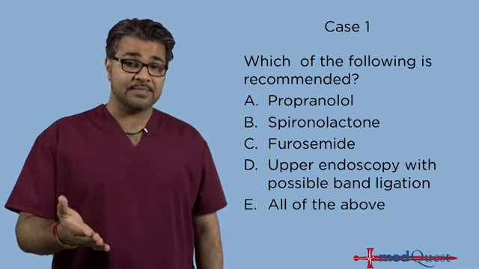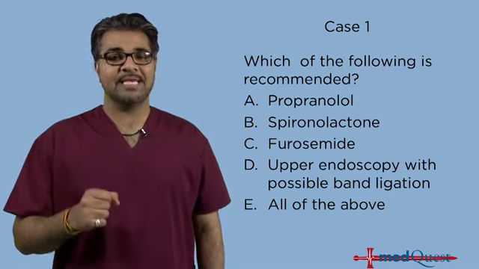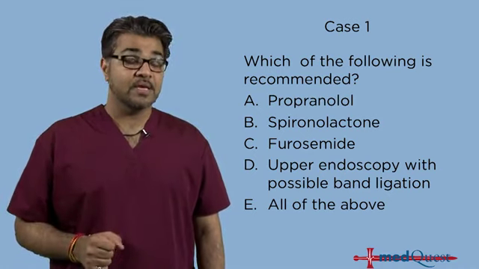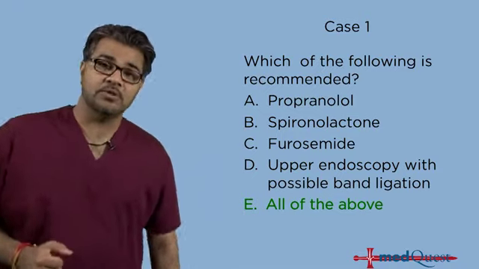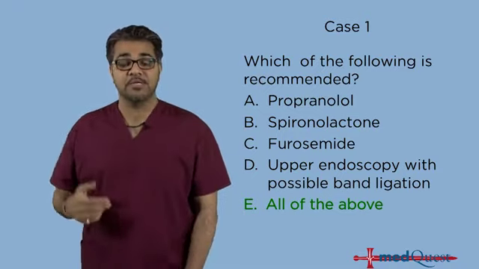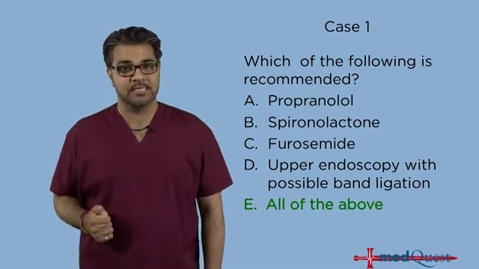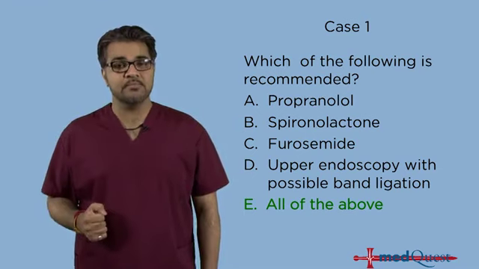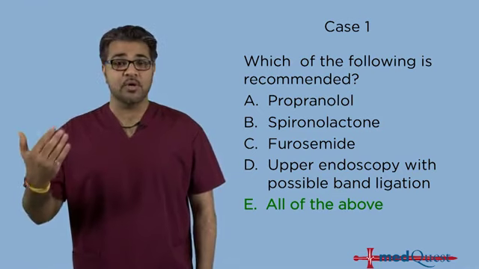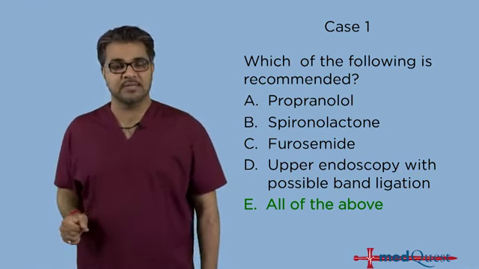Which of the following would you recommend to this patient? Propranolol, spironolactone, furosemide, band ligation, or all of the above? For those of you who are thinking, well, they all sound correct, it's because you're right. They all do. You have to be on a non-selective beta blocker to prophylax against future variceal bleeds. You also want to be on spironolactone and furosemide to help decrease the ascitic burden. And you must do upper endoscopy to go ahead and band ligate all of those varices.